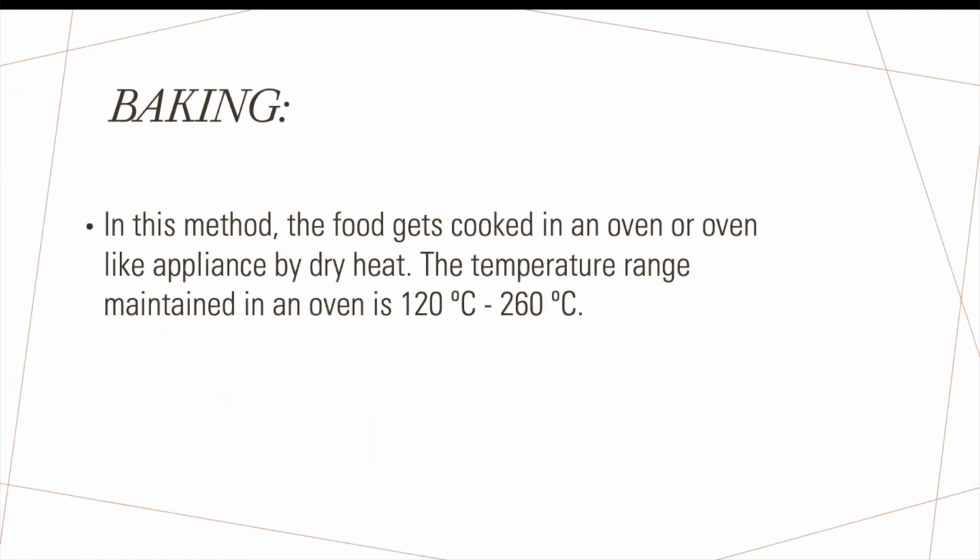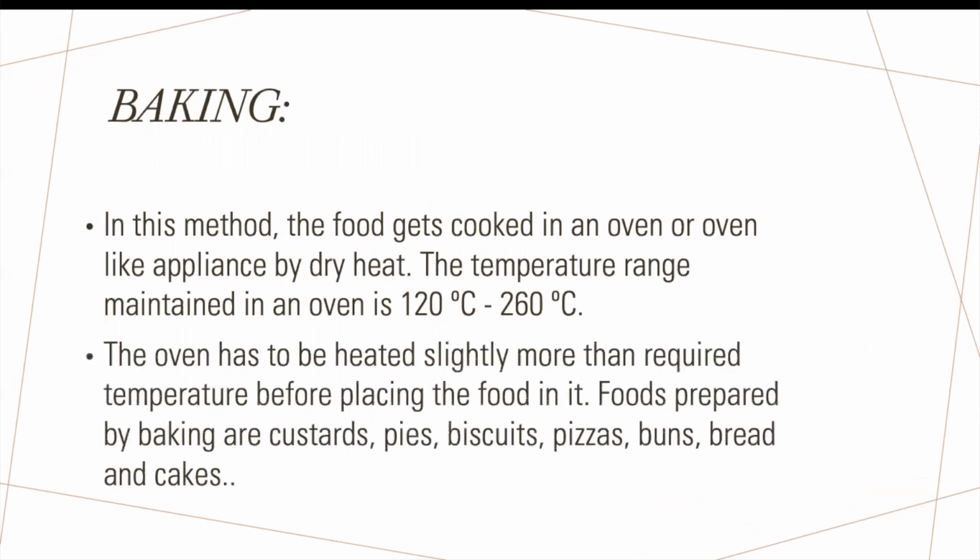In this method, the food gets cooked in an oven or oven-like appliance by dry heat. The temperature range maintained in an oven is 120 degrees Celsius to 220 degrees Celsius. The oven has to be heated slightly more than the required temperature before placing food in it.